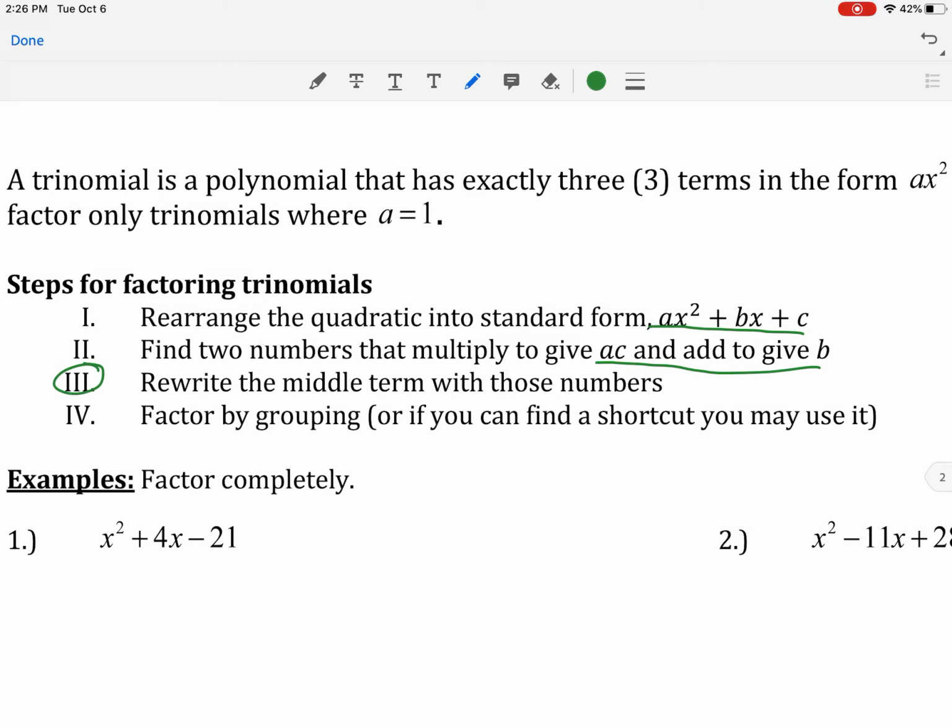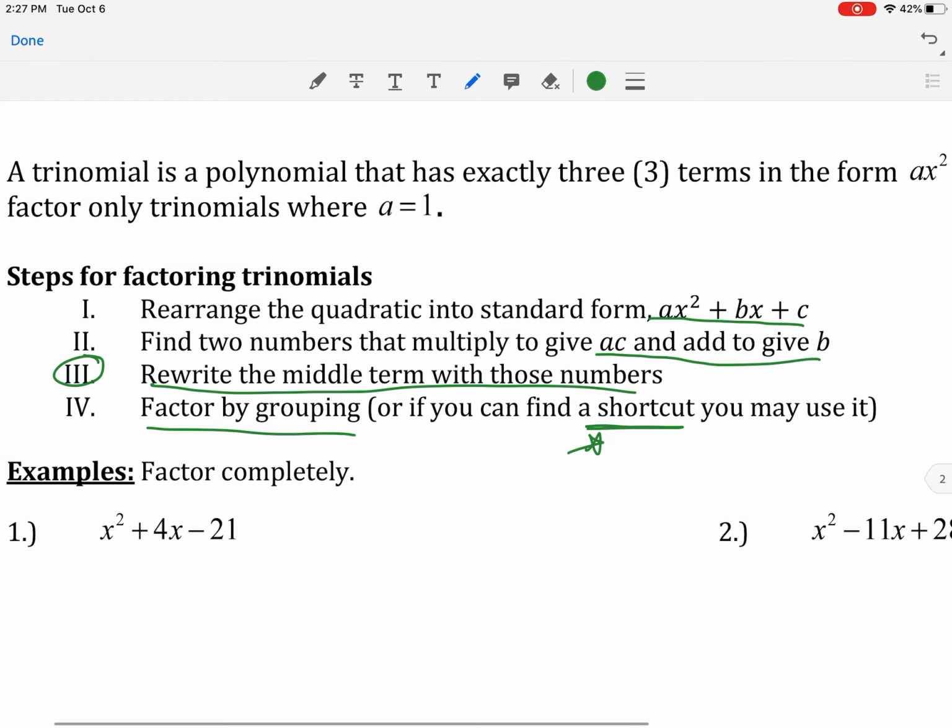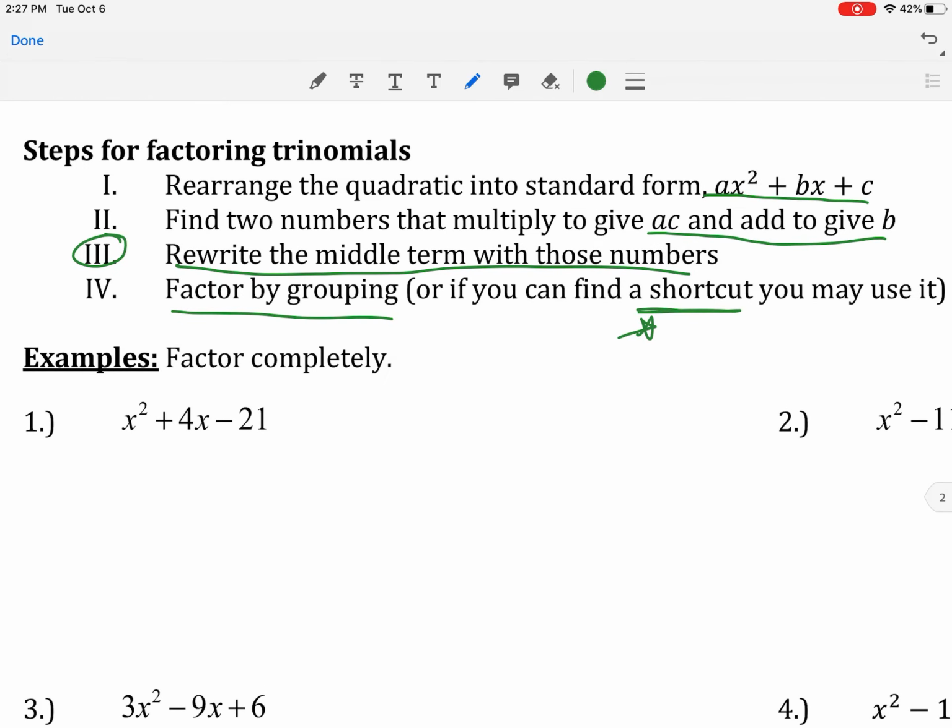So this step we might skip for today because we know a shortcut, because we are only doing trinomials today that multiply to be a times c. But I am going to do one practice with rewriting the middle term. We will do this a lot next time. And then factor by grouping. So that is something we already know how to do, but we're going to see if we can come up with a shortcut. So here we go, rearrange.